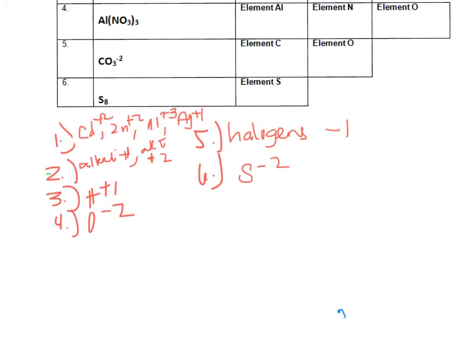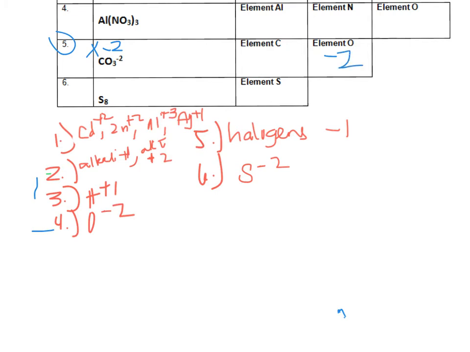Okay, let's try example number 5, a carbonate ion. So we're going to assign oxidation numbers using our rules. Looks like our first rule we come across is oxygen, carrying a -2 oxidation state. Carbon is going to be our unknown.